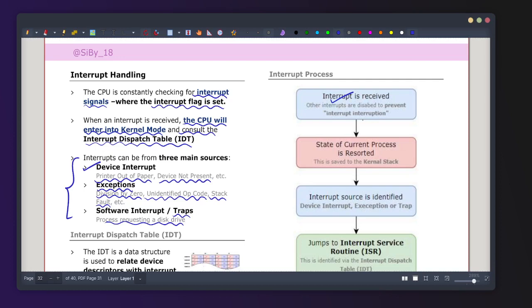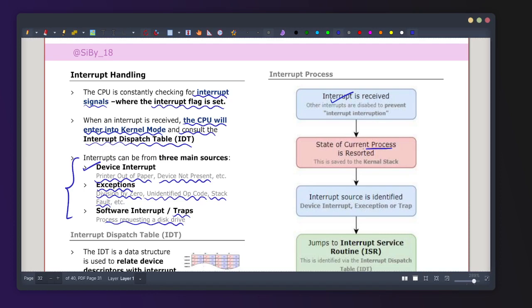Meaning, if there's an interrupt coming into the CPU, other interrupts of lower priority than the current interrupt taken in by the CPU are disabled. So the interrupt is received, other interrupts are disabled. You can think about it that way, so that the current interrupt doesn't get interrupted again.